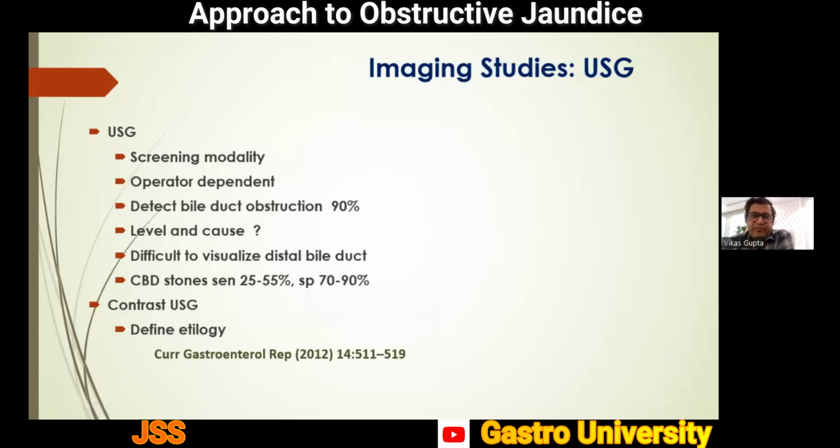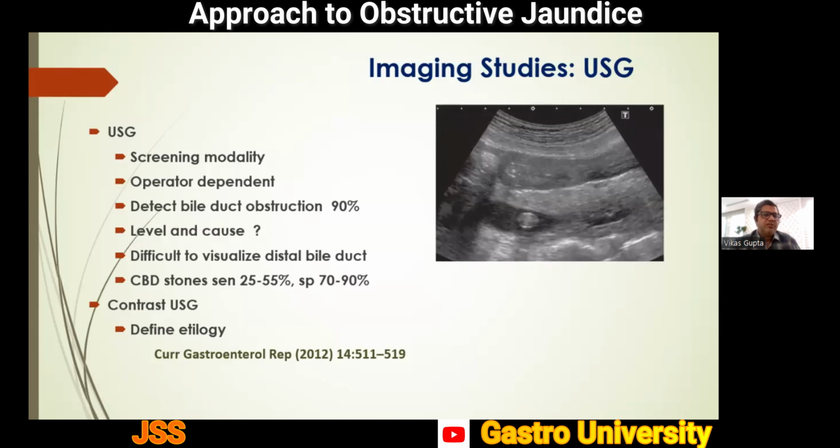So once we have evaluated clinically, we need to investigate these patients about the level and cause of obstruction. Ultrasound is a very good screening modality. However, the problem with ultrasound is that it is very operator dependent, and it can detect whether the bile duct is obstructed or not with about 90% accuracy. However, the level and cause of obstruction is difficult to establish on ultrasound, because sometimes the lower part of the bile duct, particularly the retroduodenal and intrapancreatic bile duct, can be difficult to visualize.